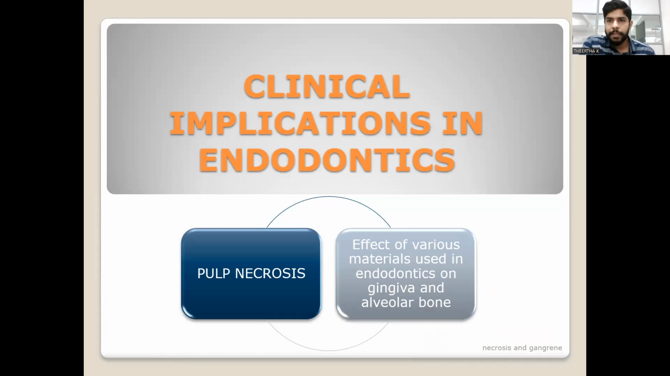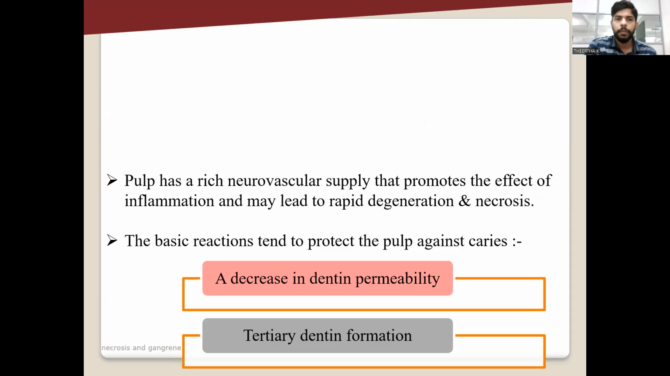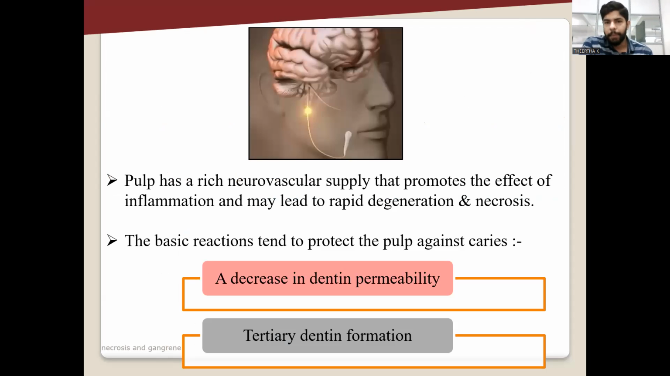Coming to the clinical implications in endodontics, pulp necrosis is complete or partial death of the dental pulp. This could be due to persisting inflammation of the pulp tissue. It can be caused either due to bacteria, trauma, chemical irritation, or by the effect of external beam radiation therapy. The pulp has a rich neurovascular supply that promotes the effects of inflammation and may lead to rapid degeneration and necrosis. The basic reactions tend to protect the pulp against caries, which include a decrease in dentin permeability as well as the formation of tertiary dentin.